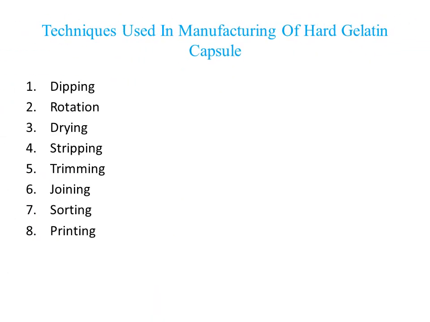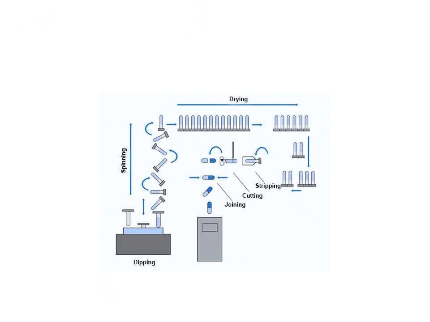Now we will see techniques used in manufacturing of hard gelatin capsules. There are 8 techniques or steps used in manufacturing of a hard gelatin capsule. First, dipping. Second, rotation. Third, drying. Fourth, stripping. Fifth, trimming. Sixth, joining. Seventh, sorting. Eighth, printing. This photo gives us an idea of how manufacturing of hard gelatin capsules takes place. Now we will move towards the processes used in manufacturing of hard gelatin capsules.